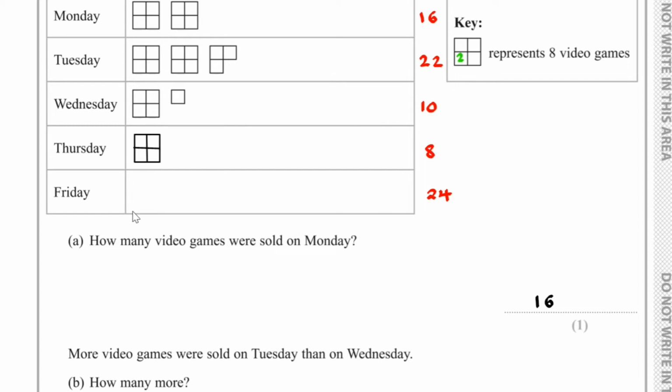So, here is the pictogram for Thursday. Here is the pictogram for Friday.